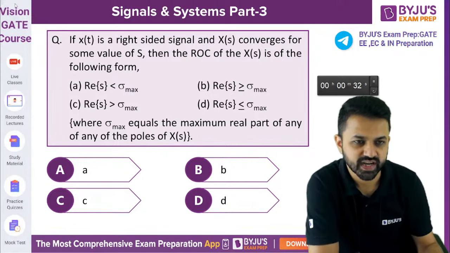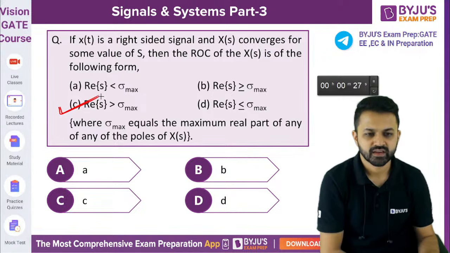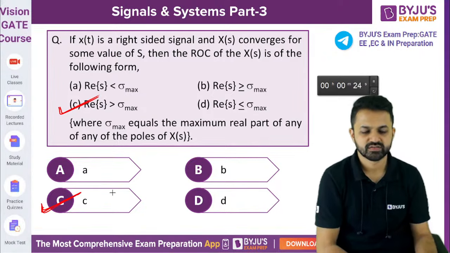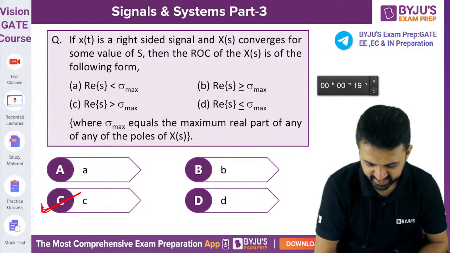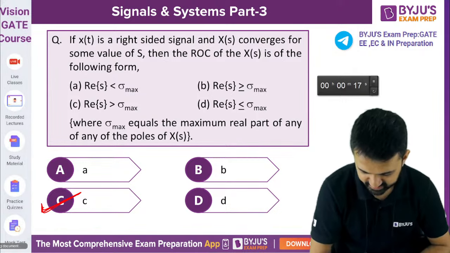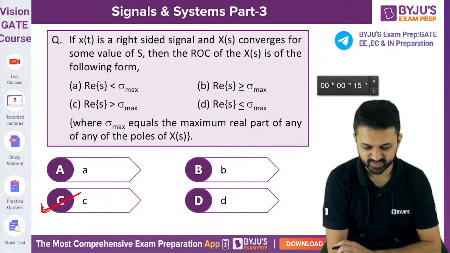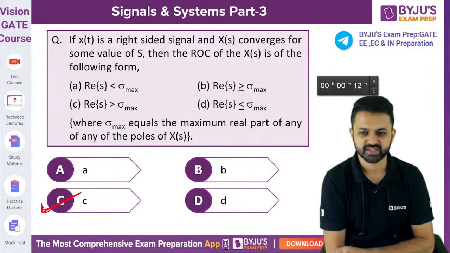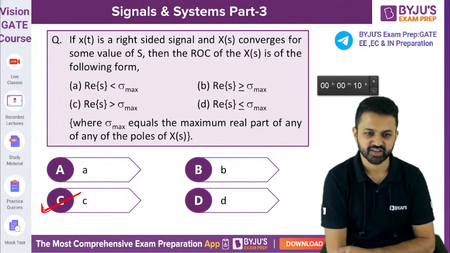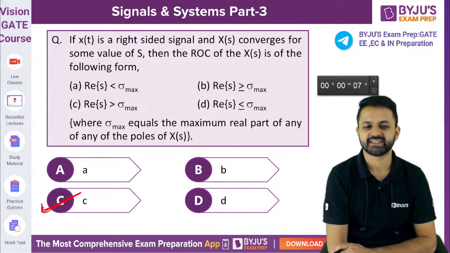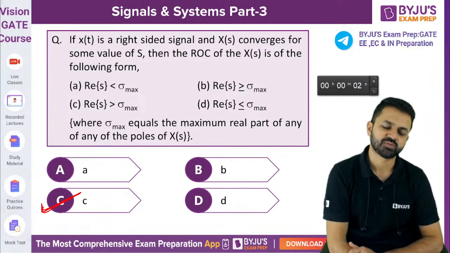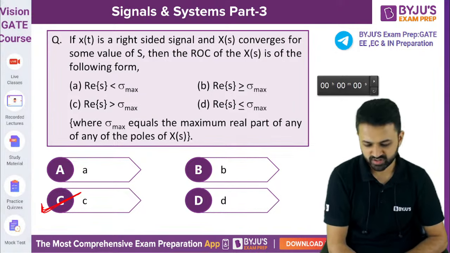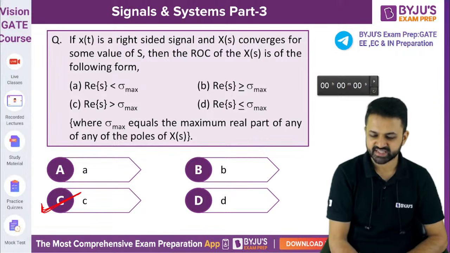Yes. So the right answer is C only. C is the right answer, Kumar. Previously you said right, but I think you got confused. After some time you are changing your answer after giving the right answer. It is the right-handed signal, na? So in the right-hand signal, the ROC should be in the right side of the rightmost pole. The ROC should be right side of the rightmost pole.